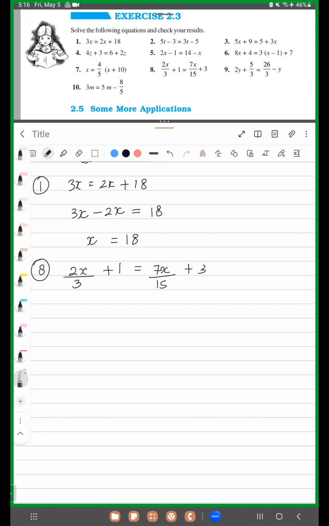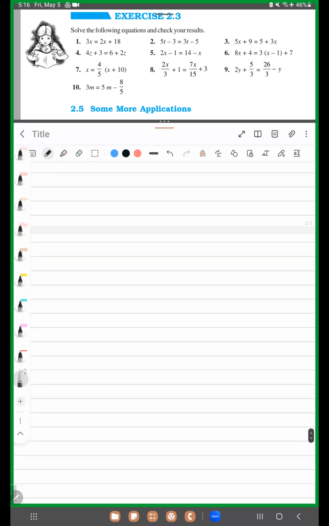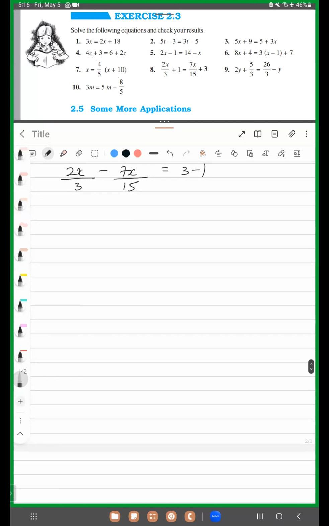So first we will bring all the like terms together. What will we bring together? All the like terms. Very good. 2x by 3 minus 7x by 15 is equal to 3 minus 1. Next, we will find the LCM of 3 and 15, which will be 15. Very good.